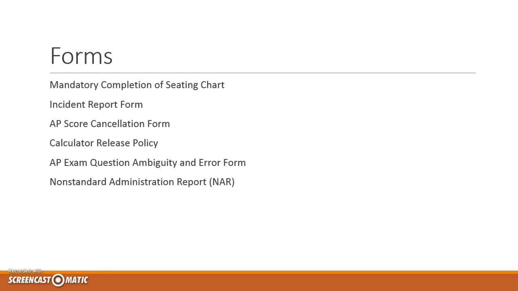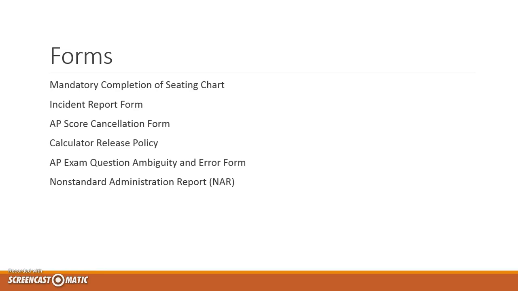AP Exam Question Ambiguity and Error Form. If a student feels that a question has an error or is unclear, advise the student to fill out the AP Exam Question Ambiguity and Error Form on the AP Students website. They will click on Taking the Exam, then Exam Policies, then Exam Day Policies, and follow the directions there for sending it to the AP Assessment Development.